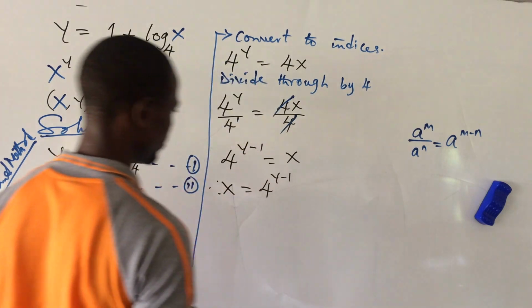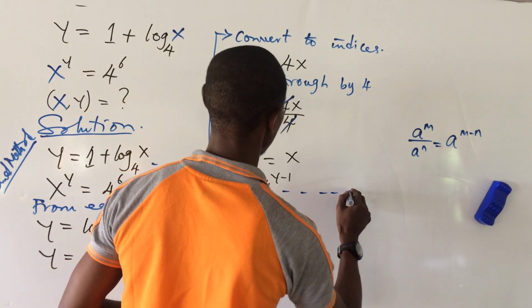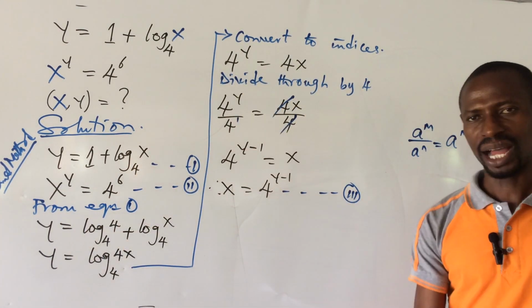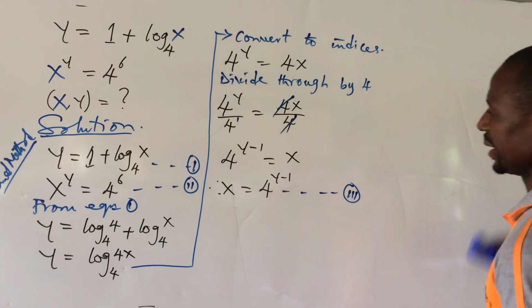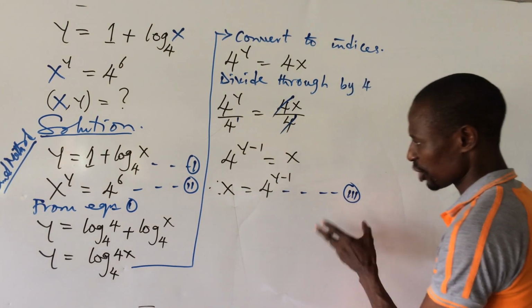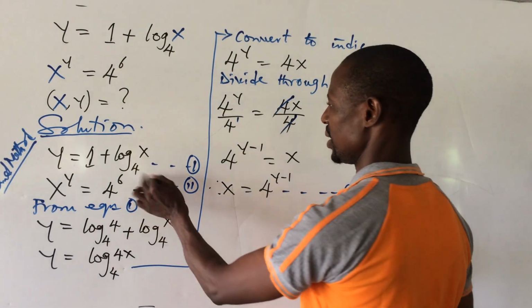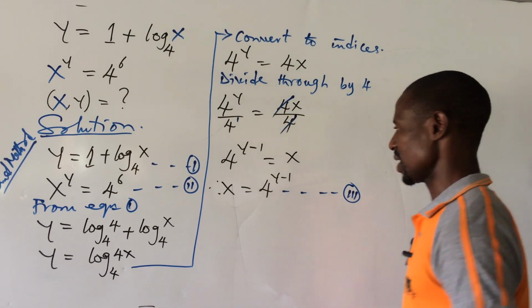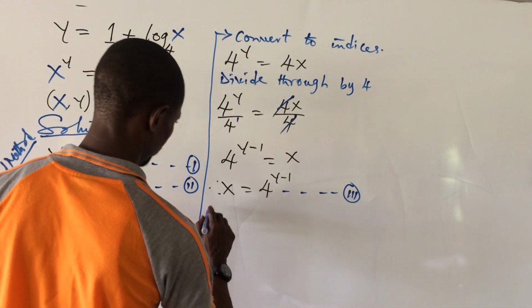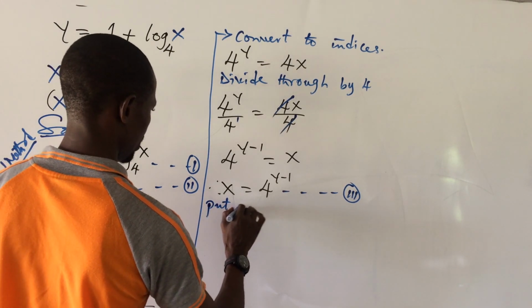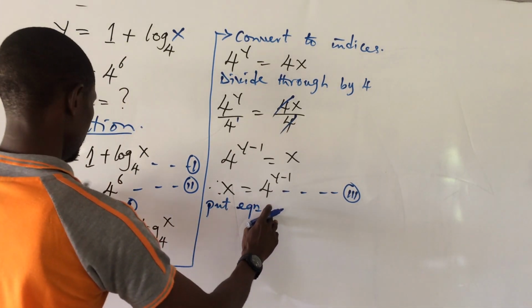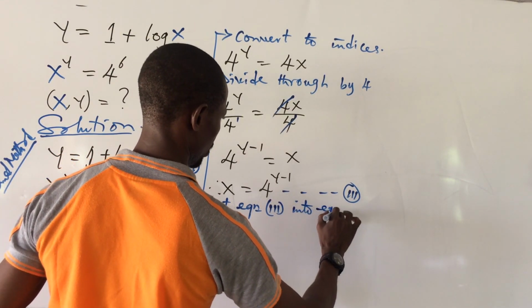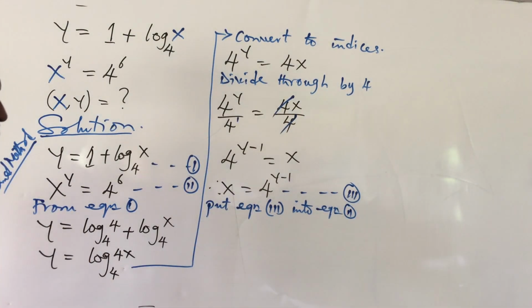We can name this very guy here as equation 3. Let's give this equation 3 because we have equation 1, equation 2, and now we're having equation 3. So what do we do here now? Let's strike a relationship between equation 3 and our equation 2, like we did in the previous method, the first method. So from here, we can now say put equation 3 into equation 2. We bring down our equation 2.